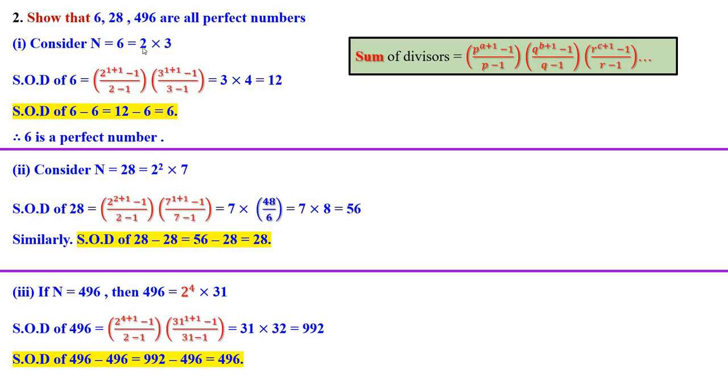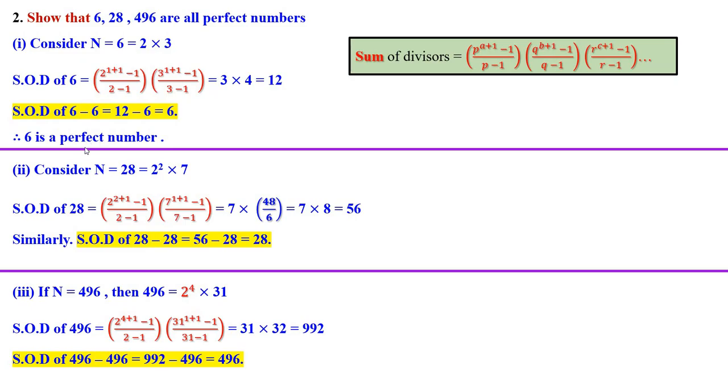First we consider 6, which we can write as 2 into 3, and for the sum of divisors by the formula we have this. Here 2 and 3 are the prime numbers. In the index we have A to be 1, B to be 1, so we have this. Simplification gives us 3 into 4, that is 12. So the sum of divisors of 6 is 12, minus the number itself: 12 minus 6 is 6.